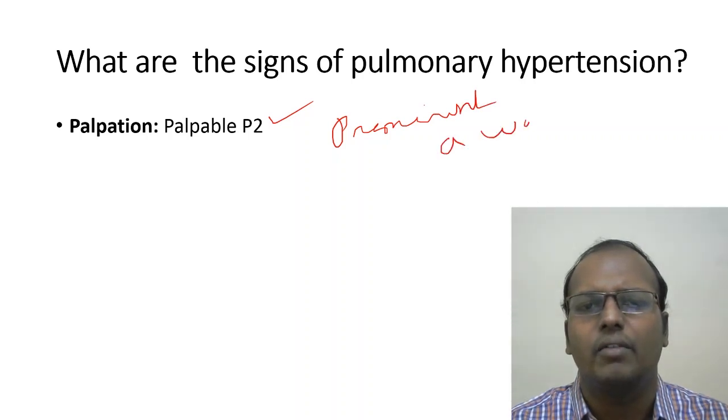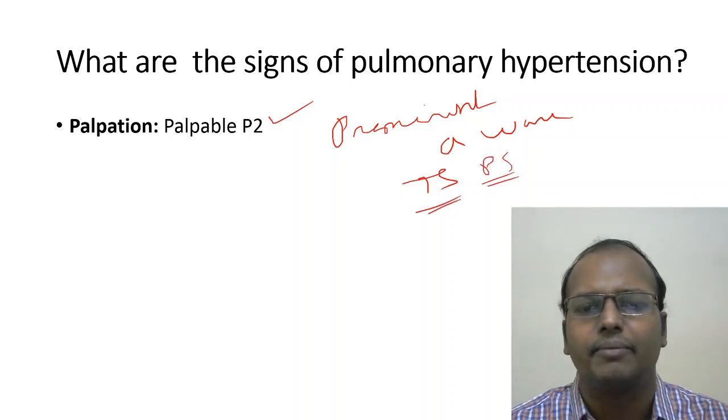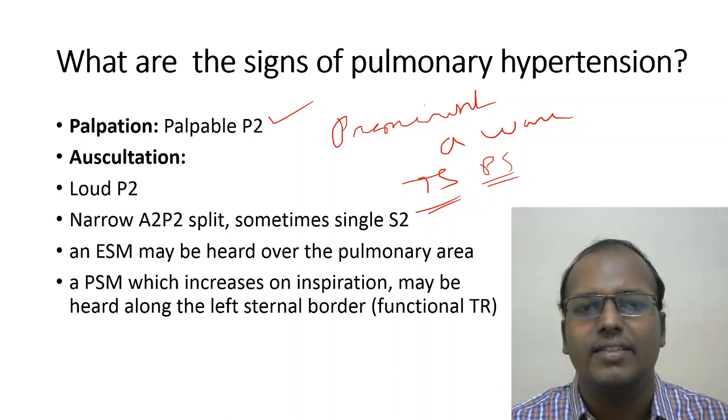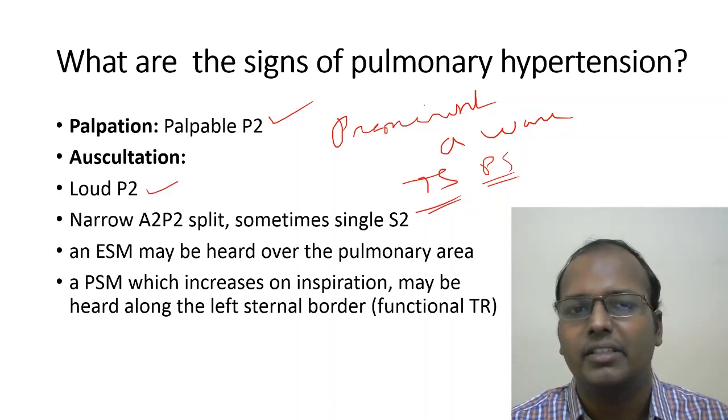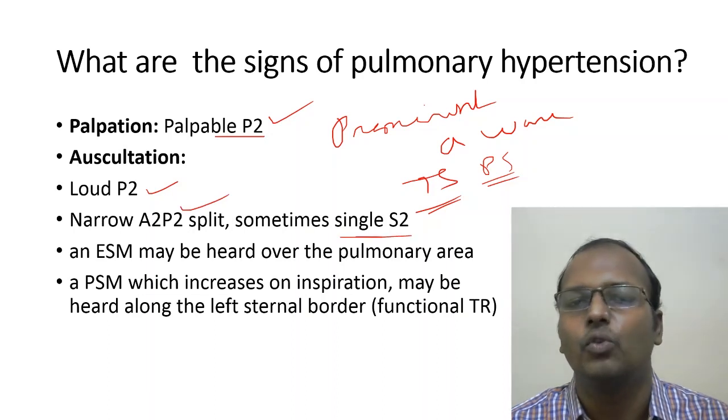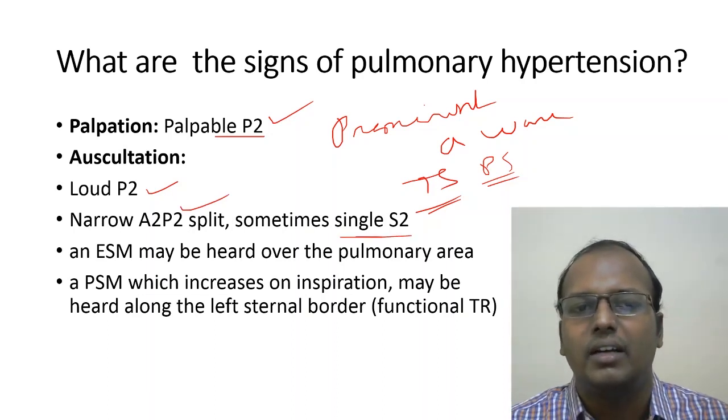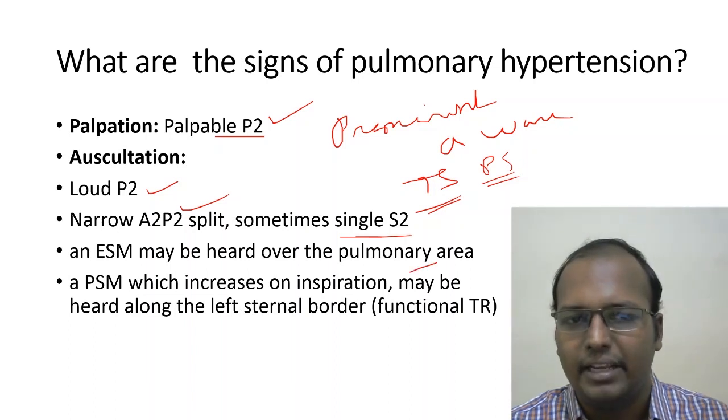Prominent A wave can also happen in tricuspid stenosis, and in pulmonary stenosis also. Then on auscultation, there can be a loud P2. In palpation I told you palpable P2, in auscultation loud P2, narrow A2 P2 split, and sometimes only a single S2 will be heard. An ejection systolic murmur can be heard over the pulmonary area.